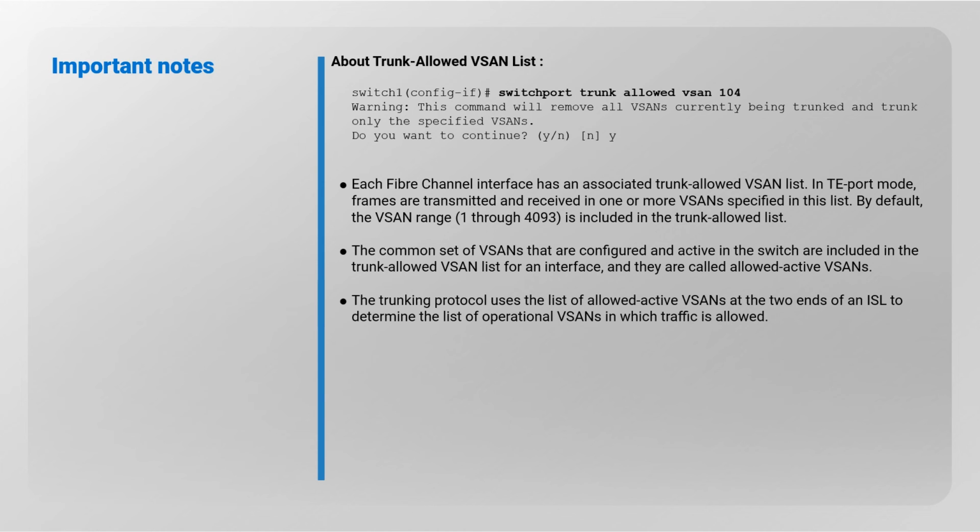The common set of vSANs that are configured and active in the switch are included in the trunk-allowed vSAN list for an interface, and they are called allowed active vSANs. The trunking protocol uses the list of allowed active vSANs at the two ends of an ISL to determine the list of operational vSANs in which traffic is allowed.